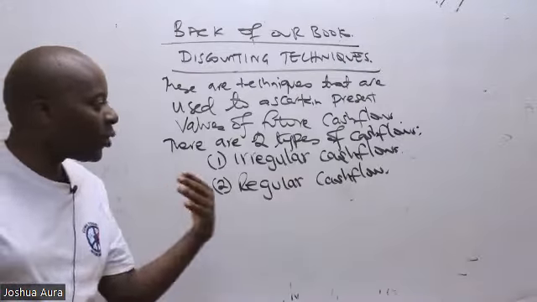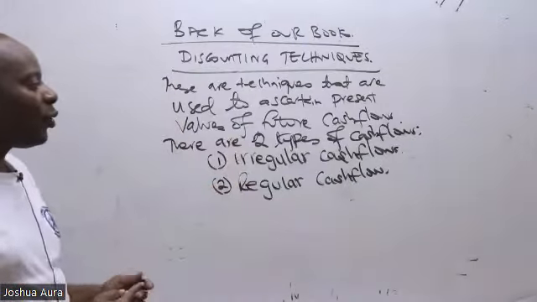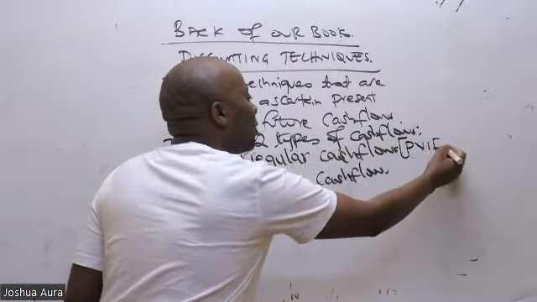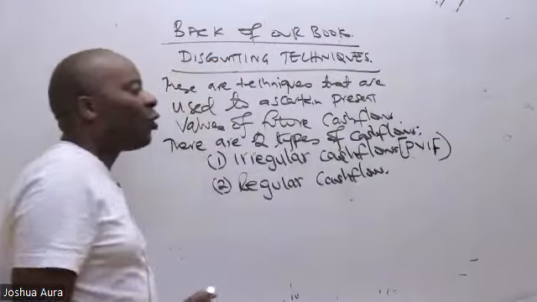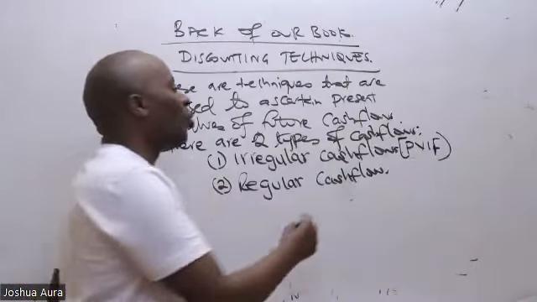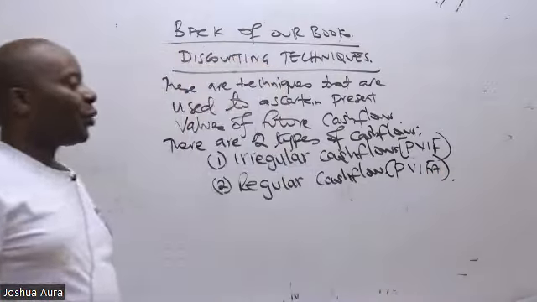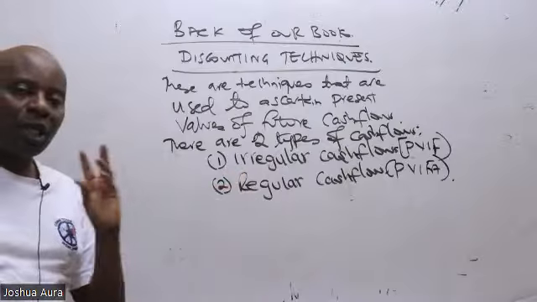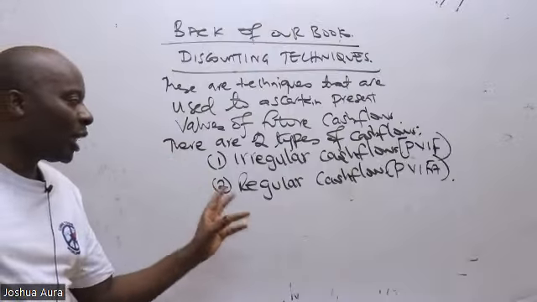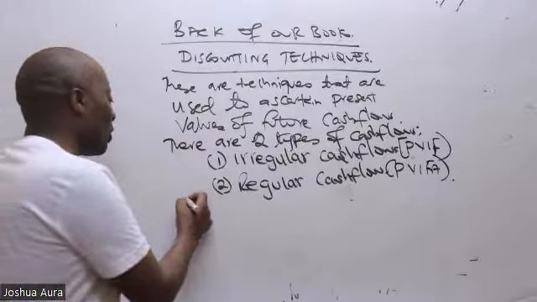Now, ladies and gentlemen, as I strive to put my case forward, whenever you hear of irregular cash flows, they will be discounted using PVIF. Just write it like that. And then regular cash flows will be discounted using the famous PVIFA. So anytime we talk of irregular cash flows, you discount them using PVIF, and regular cash flows, you discount them using the famous PVIFA. So PVIF stands for what, ladies and gentlemen?